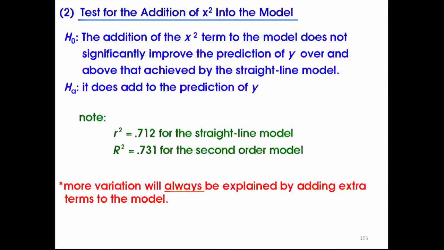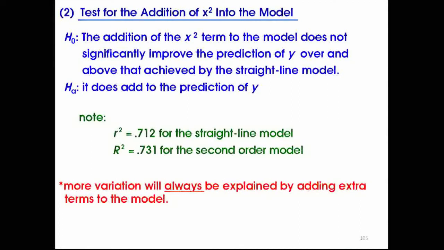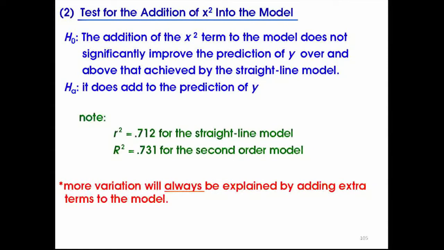Now, the second important inferential question in a polynomial regression setting has to do with a test for the addition of x squared to a model that already contained x. So the null hypothesis is that the addition of the x squared term to the model does not significantly improve the prediction of y over and above what we were able to achieve by the straight line model. And the alternative is it does add to the prediction of y.